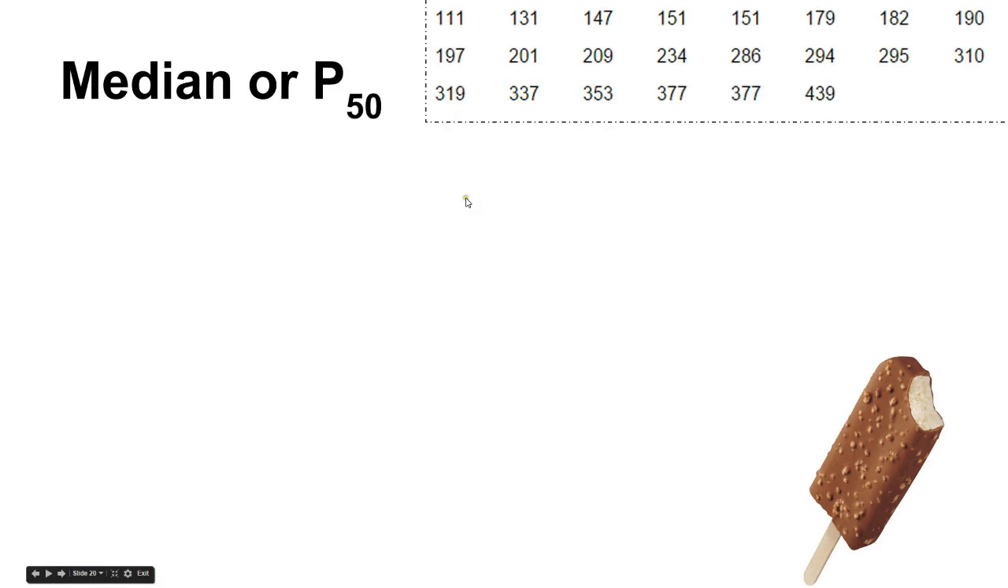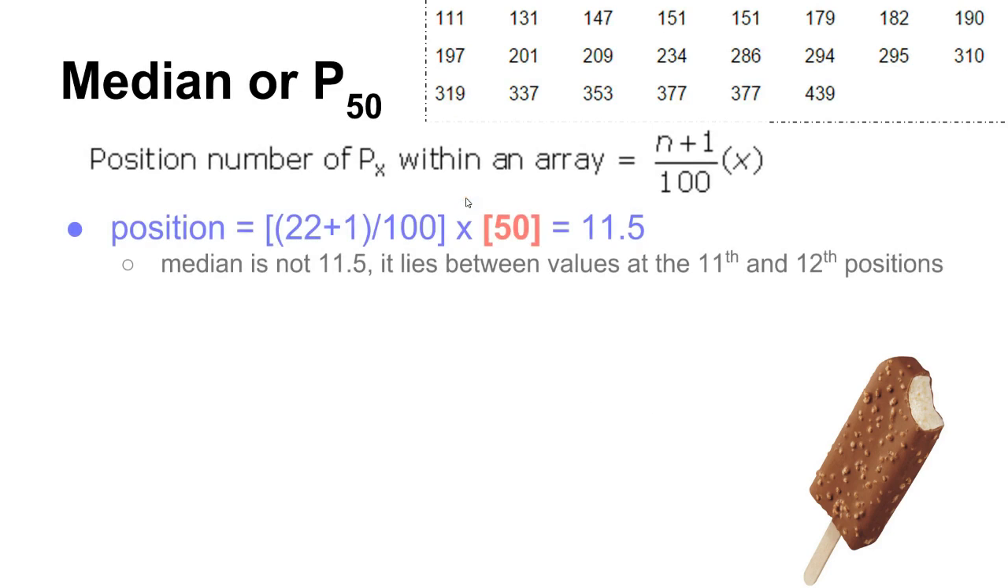Now, let's take a look at how we get the median, P50. We know that there are 22 data points. So we're going to do 22 plus 1, divided by 100, times 50, because we wanted the 50th percentile, which corresponds to the median. When we do the math, we end up with 11.5. That means the median lies between the 11th and the 12th positions, and the 0.5 tells us it lies exactly halfway.